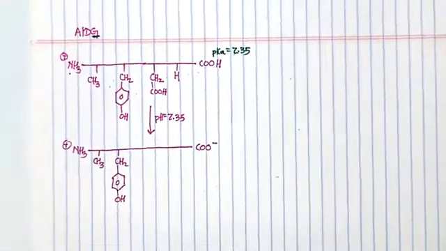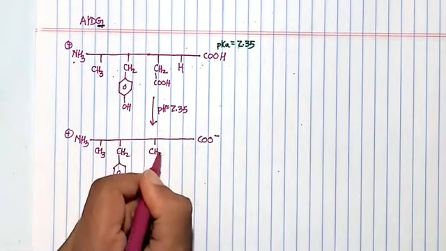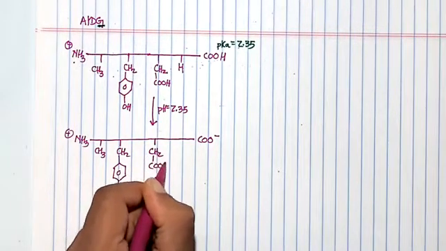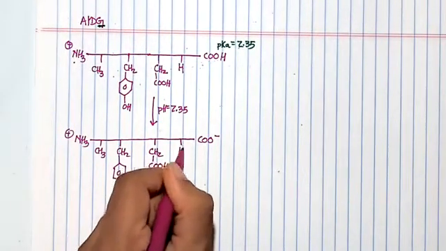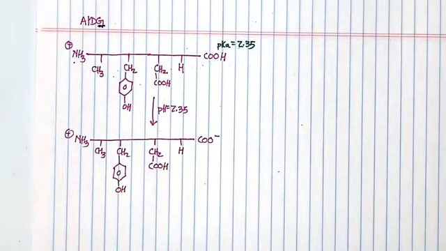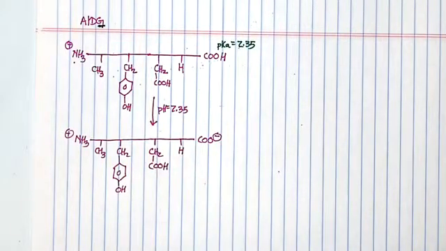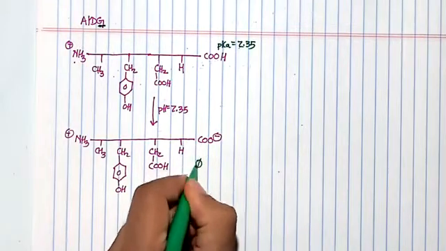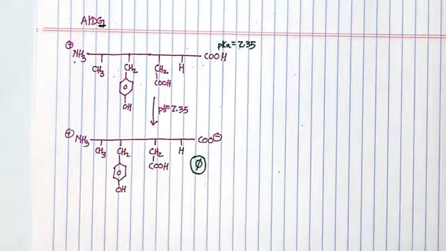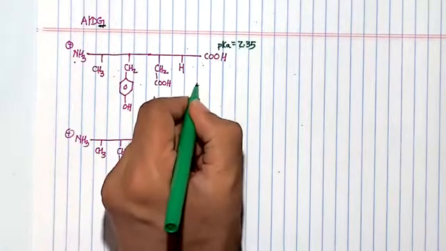Let me zoom out. This side chain stays the same. This H stays the same. This proton comes off. So now I'm zwitterionic. Very good. What's the net charge here? The net charge on this one is +1.